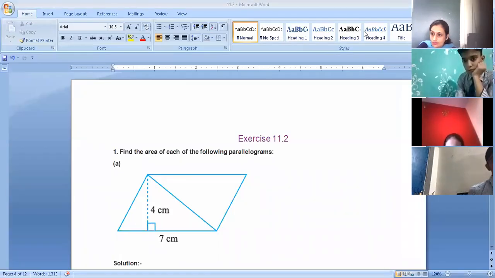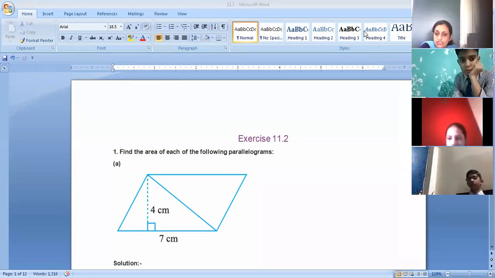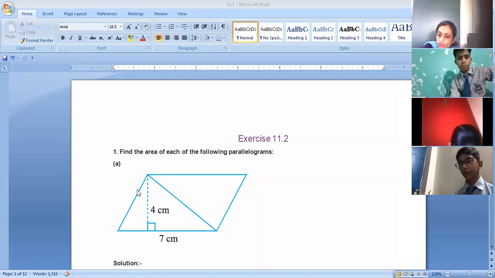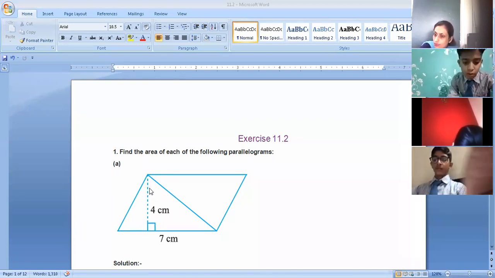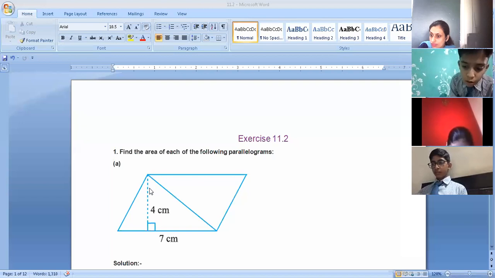Today we are going to start with exercise 11.2. In this, we have to find out the area of the parallelogram. You already know the properties of a parallelogram: the opposite sides of a parallelogram are always equal, and opposite angles of a parallelogram are always equal. So opposite sides and opposite angles of the parallelogram are always equal.